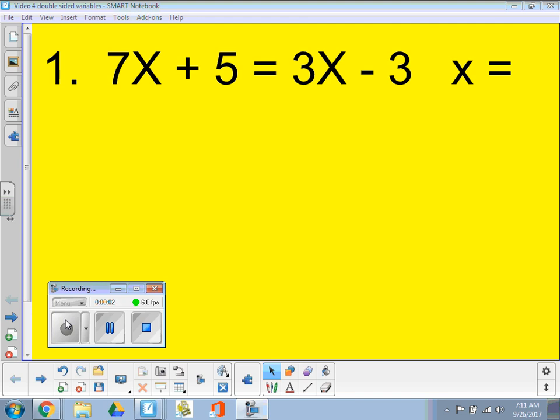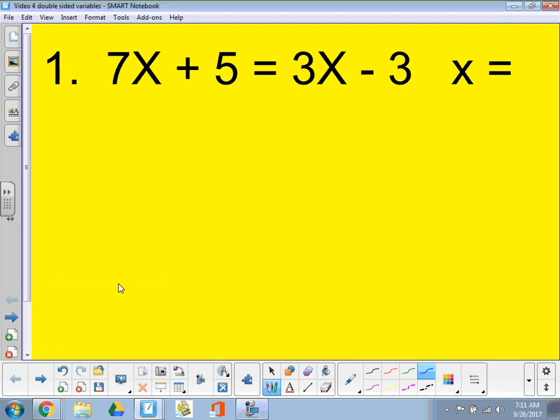Welcome to our video on solving double-sided variable equations. If you take a look at this one, we have an x on both sides and we have a number on both sides. There are a couple different processes we can do. We need to eliminate one set of x's and one set of numbers.